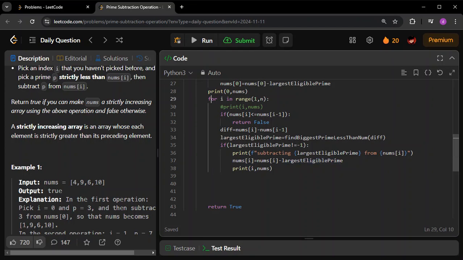This loop will continue till the last. If till then nothing happened, I will return true. Otherwise, there will be a case where I have to return false here. This is the only place where I'm returning false. Otherwise, I'm not returning false.